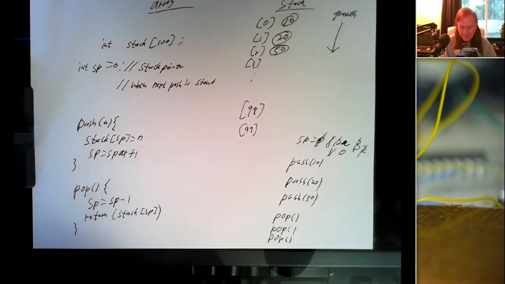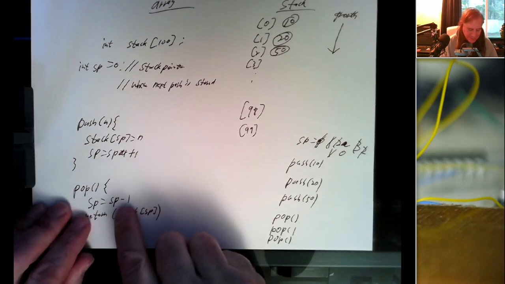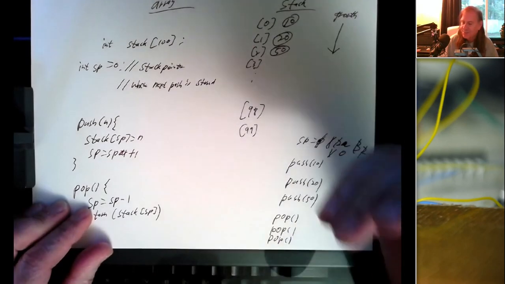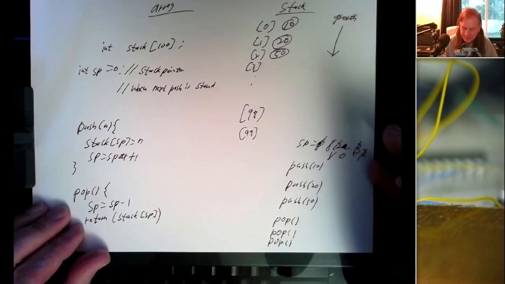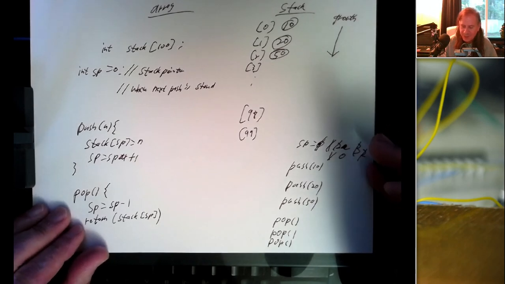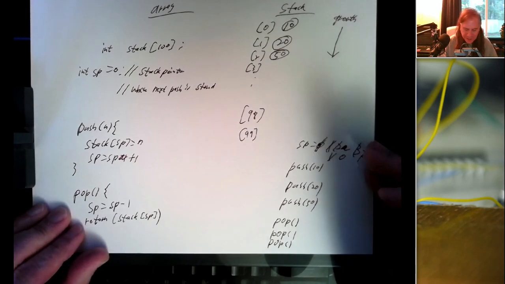So push and pop just write to and read from this array, and our stack pointer gets adjusted so that we can remember, hey, where's the next push going to happen? Where was the last push done? I.e., where should the next pop be taken from?